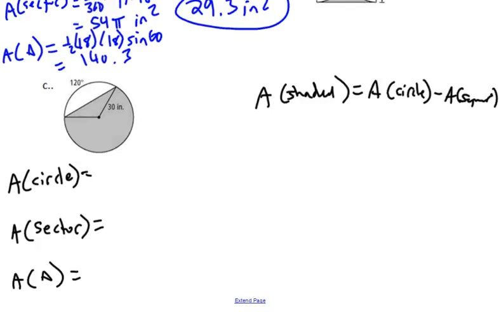Alright. So the area of the circle. We have a radius of 30, so it's going to be pi times 30 squared. We'll just leave that as 900 pi inches squared right now. Area of the sector, so that would be this whole sector we're going to have to find by finding the segment. So we're going to find the area of the segment.